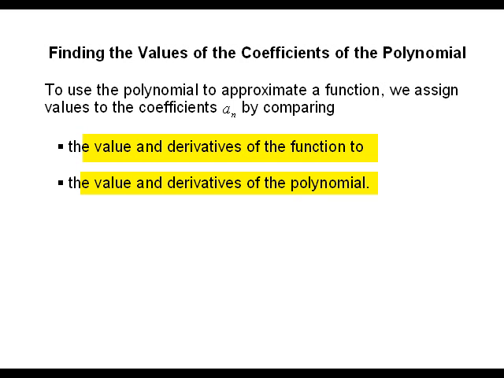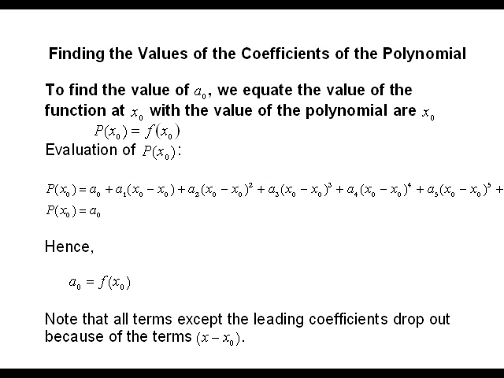So what we're going to do is find values for the coefficients a0, a1, a2, a3, a4, by using the value and derivatives of the function and comparing them to the value and derivatives of the polynomial at the chosen point. Obviously, we'll start with the constant term a0. We have to have that.